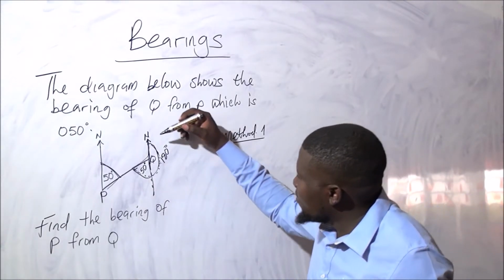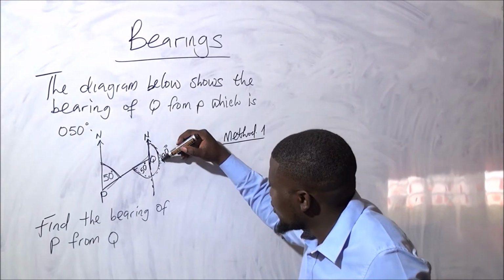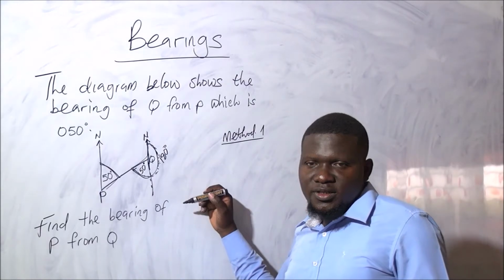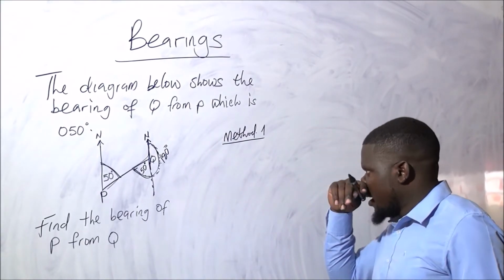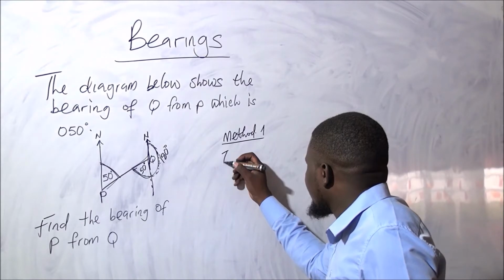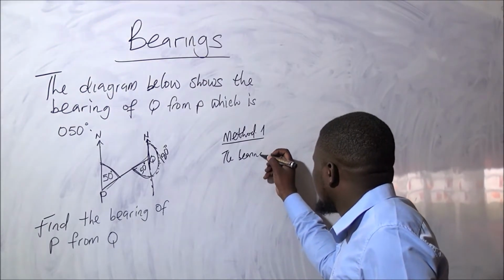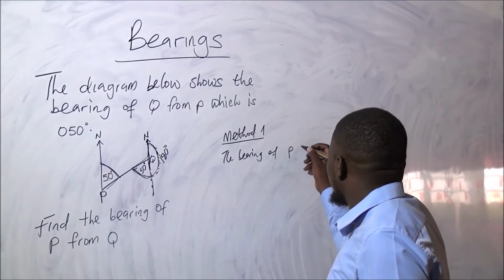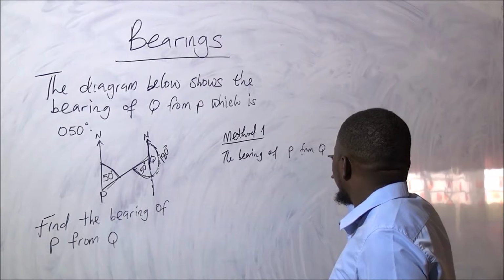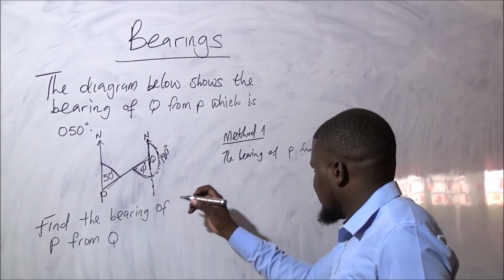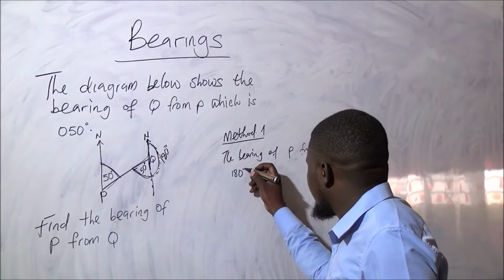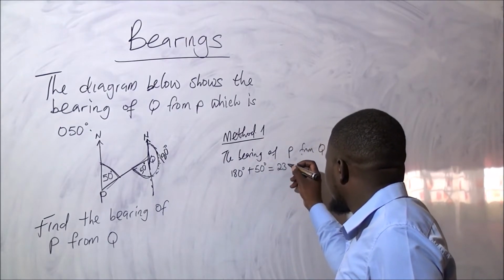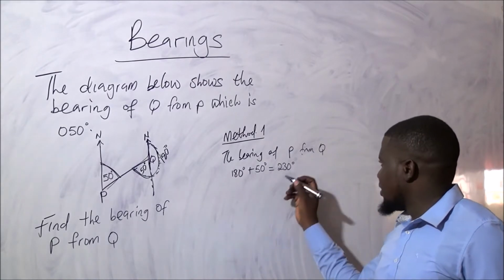So now I'm moving from Q going to P, which is what the question is talking about. So I would say that the bearing of P from Q is 180 degrees plus 50 degrees, which is equal to 230 degrees. This is my answer here.